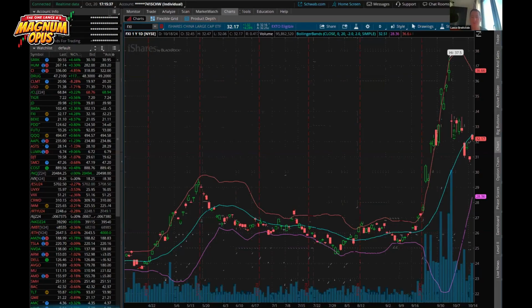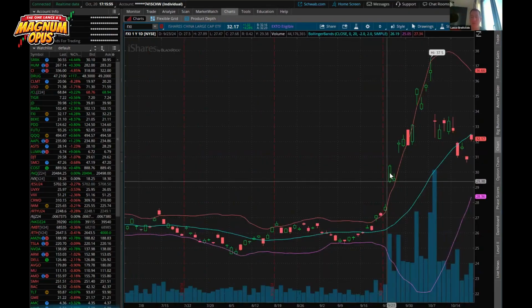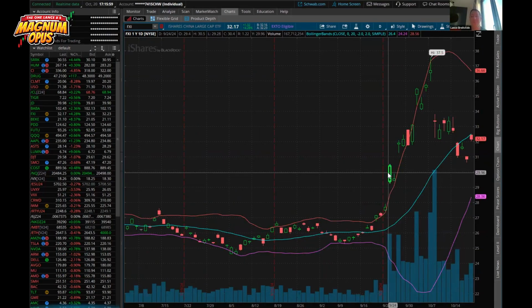But long story short, I think the best way is to just reverse engineer the biggest, best moves in the market. Find the stocks that people are talking about online. Find the stocks doing the crazy stuff. You could even just type up this FXI chart and say, okay, this was the big news catalyst. Was there any way to be ahead of this?